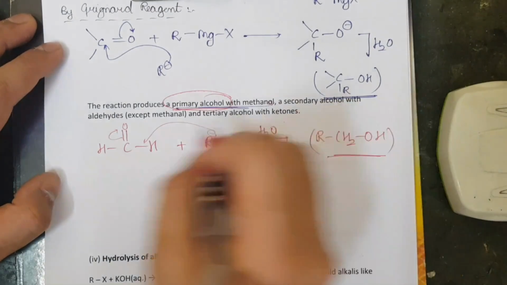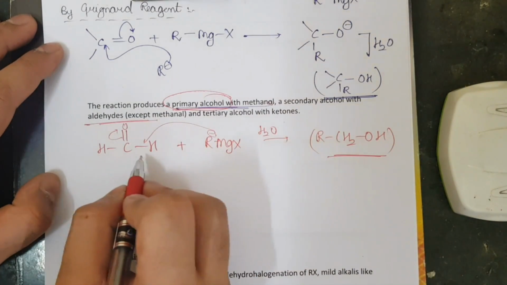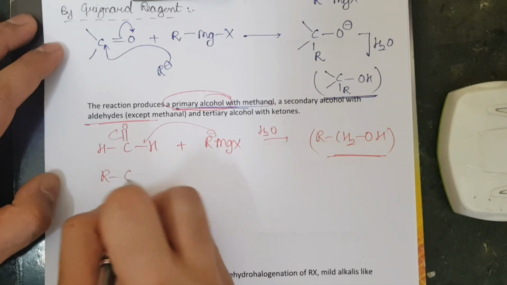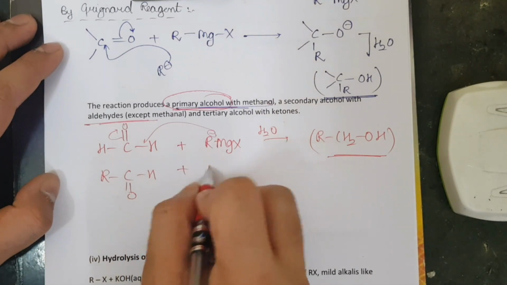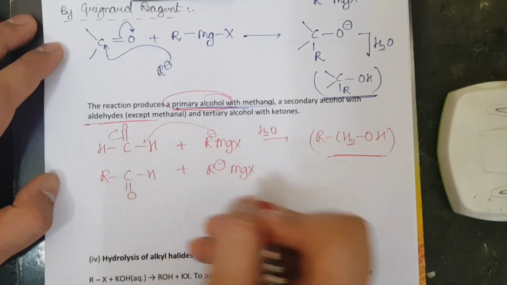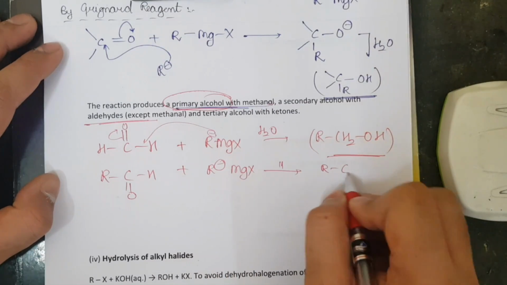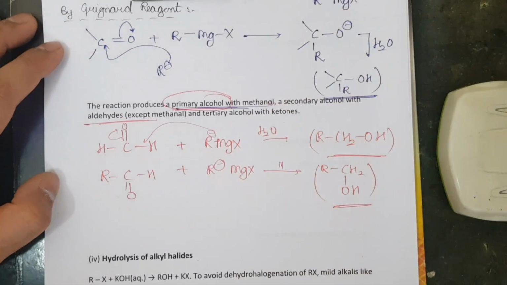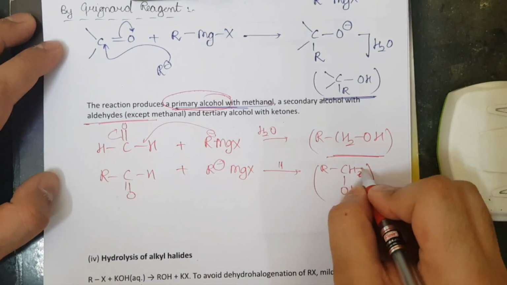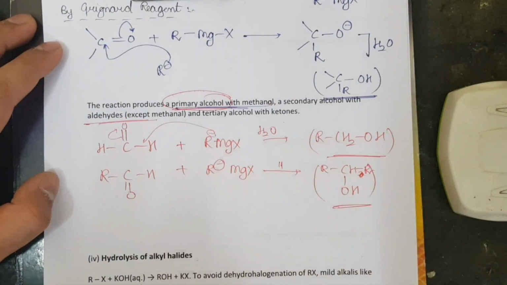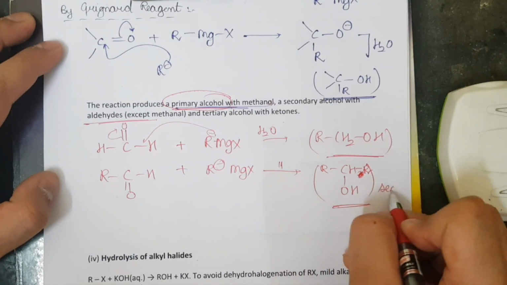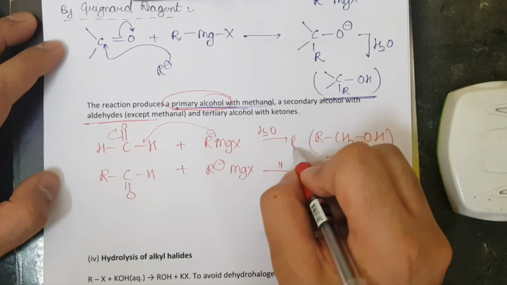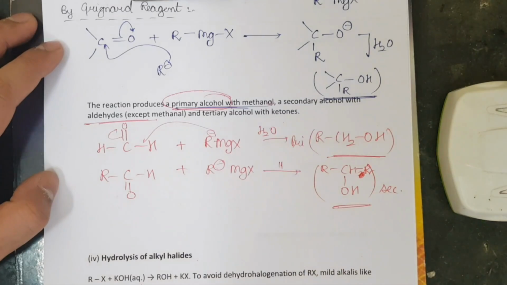If I have taken an aldehyde except methanol, that is RC double bond OH plus R minus MgX along with H2O, it would have given me the formation of R CH OH R, because this R is present here. So you can see that this is a secondary alcohol which is formed. In the first case we would have got the primary alcohol.